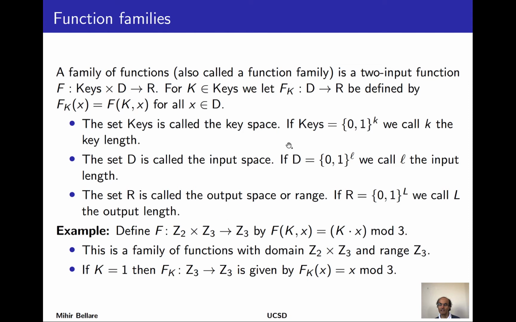So what about this style of functions? If we fix the particular key 1, why can we fix that key? Because it belongs to this space. It's a possible key. Then the function you obtain maps this set into this set and is obtained by taking this formula and setting k equal 1. So 1 times x is x. So the function is just x mod 3.